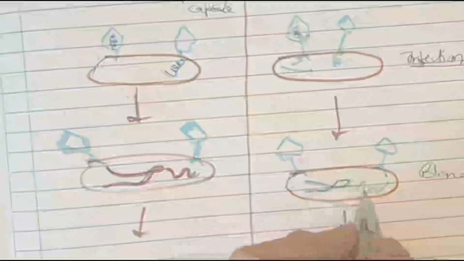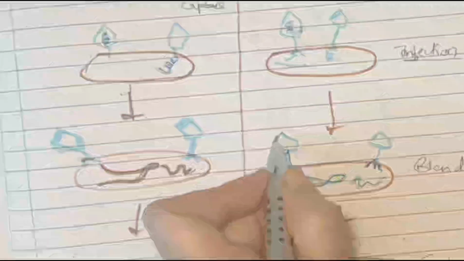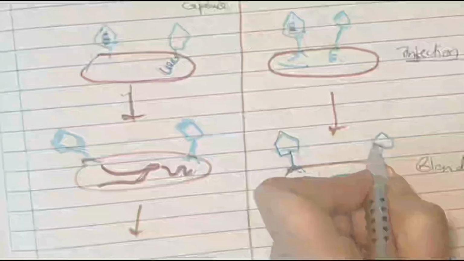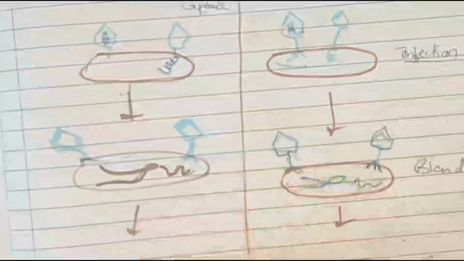The radioactive phages were allowed to attach to E. coli bacteria, and as the infection proceeded, the virus coats were removed from the bacteria by agitating them in a blender. Then the virus particles were separated from the bacteria by spinning them in a centrifuge.